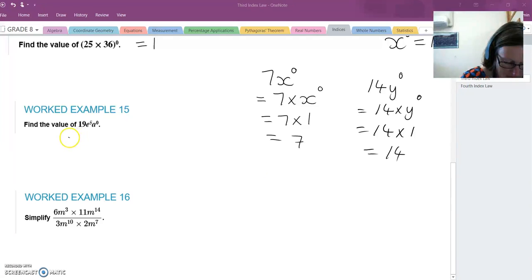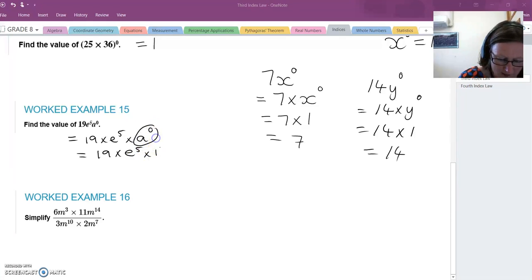So this one here is 19 times e to the 5 times a to the 0. In other words, it's 19 times e to the 5 times 1, because a to the 0 is 1. So it's 19 times 1, which is 19e to the 5.